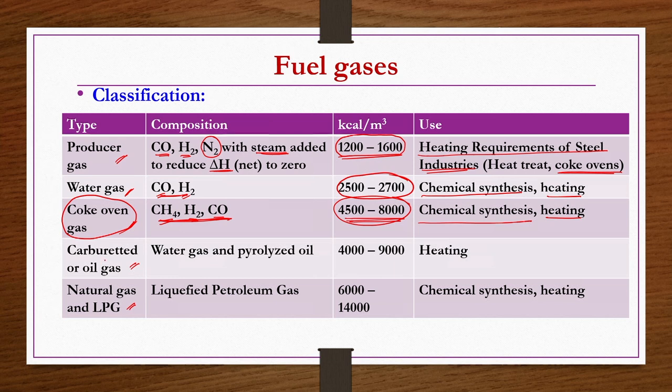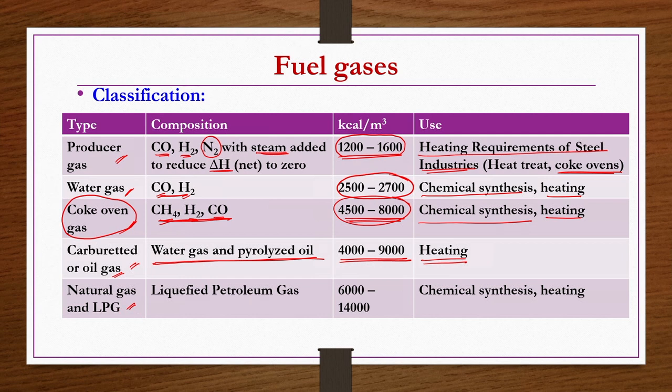Then carbureted or oil gas, which is nothing but water gas and pyrolyzed oil, is used for heating in most of the petroleum industries. The energy content of this gas varies between 4000 to 9000 kilocalorie per meter cube of the oil gas. The variations are again because of the variations in the compositions.